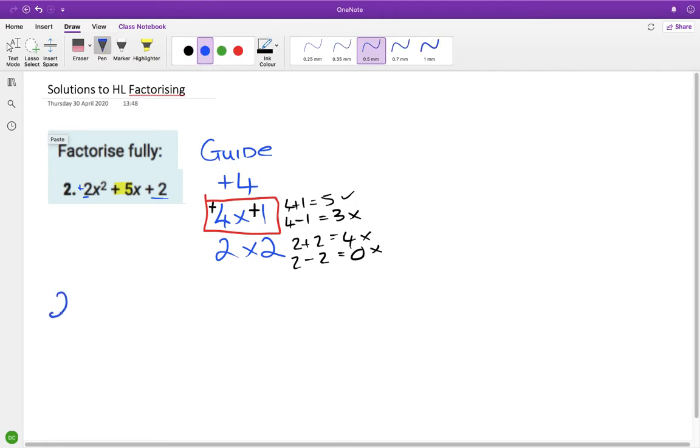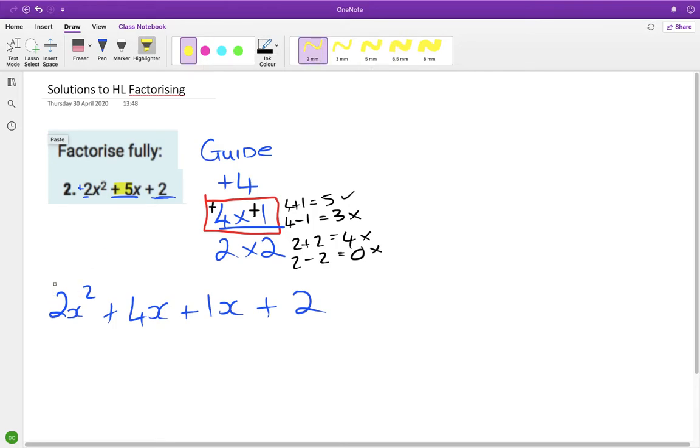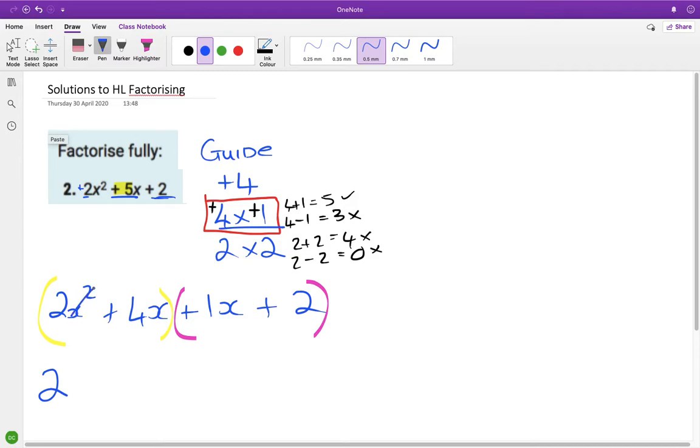Okay, so then we have 2x squared, and in place of the plus 5x, I'm going to put in these. So it's plus 4x and plus 1x, and then I still have the plus 2. Okay, then I'm going to bracket them off and set up my groups. Okay, so here common number is 2, and this can be written as 2x's, so my common letter is x, and I open up my bracket, and then I'm going to divide by 2x here, and I'm going to divide by 2x here.